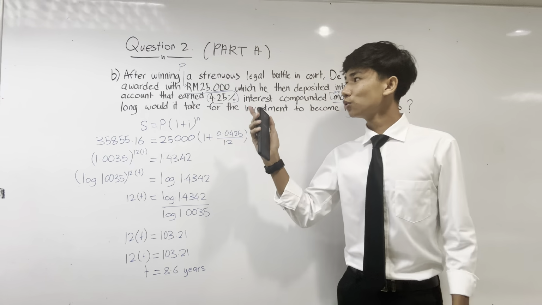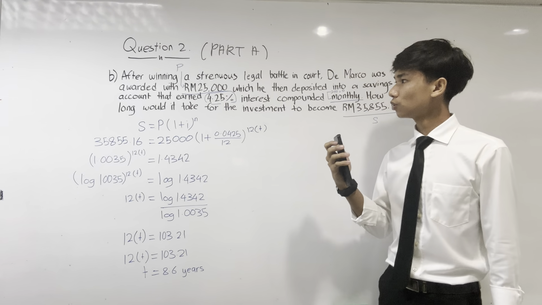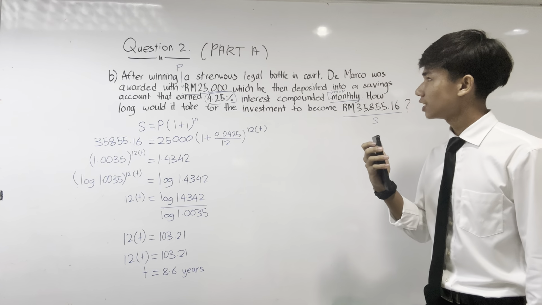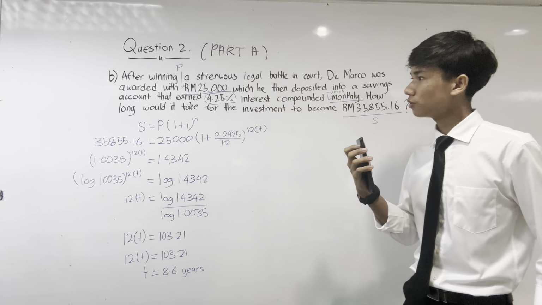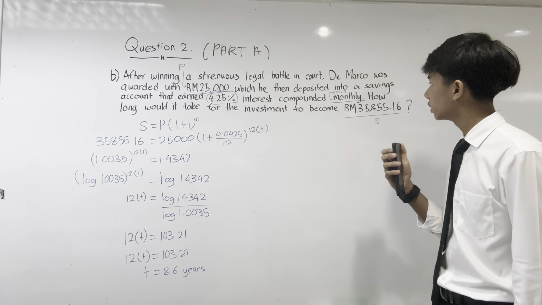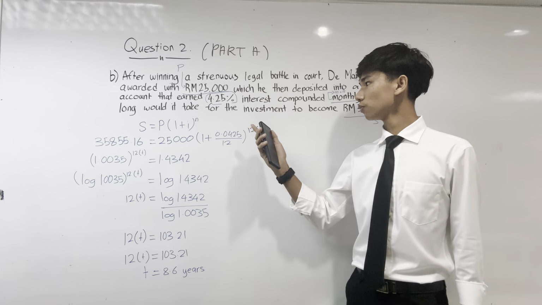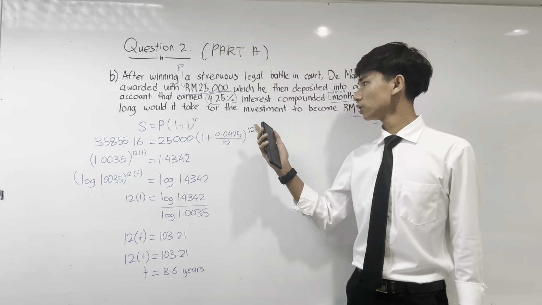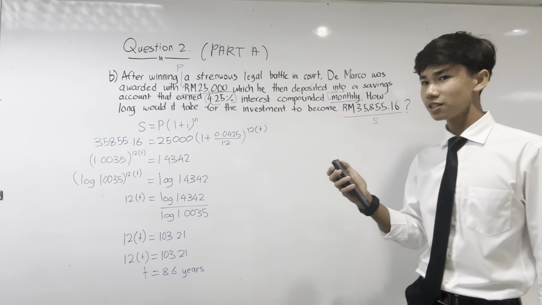Question 2B. After winning a strenuous legal battle in court, DiMarco was awarded RM 25,000, which he then deposited into a savings account that earned 4.25% interest compounded monthly. How long would it take for the investment to become RM 35,855 and 16 cents?